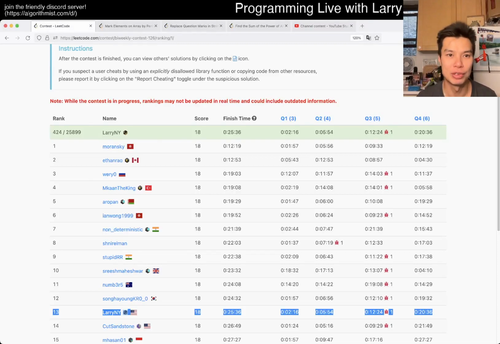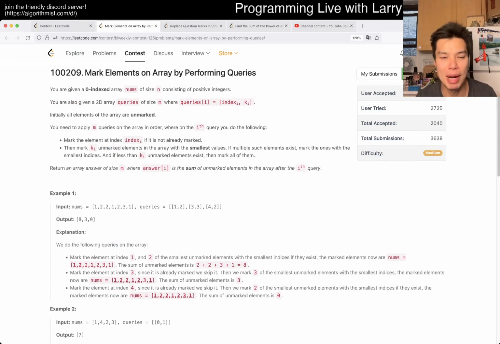This is Q2 of the biweekly contest 126. Mark elements on the way by performing queries.